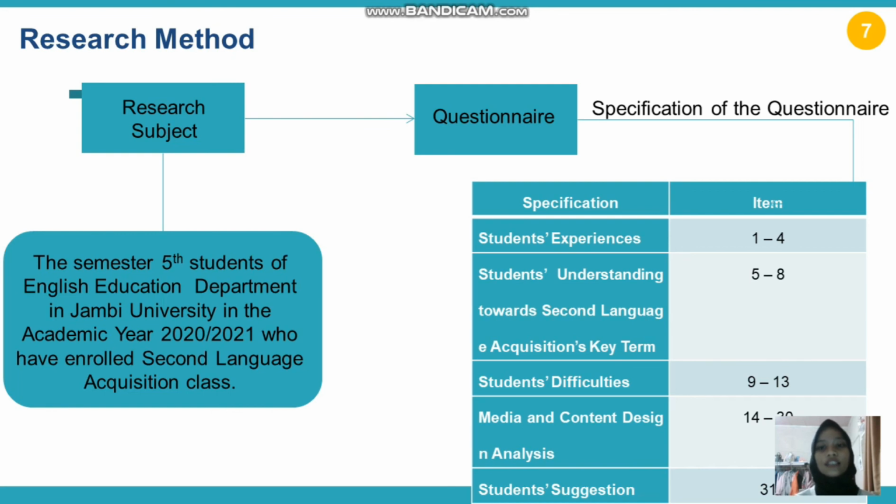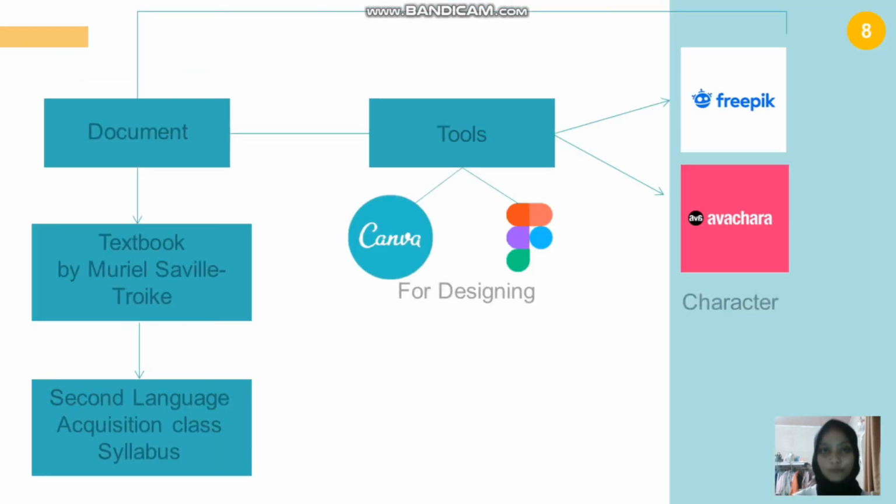And the questionnaire. The specification of the questionnaire is like this. There are 5 sections here. The first is about student experiences in the class. The second is about student understanding toward the second language acquisition key terms. The third is about student difficulties. The fourth is about media and content design analysis. And the last is about student suggestions. There are 30 closed-ended questions, and one open-ended question for student suggestions.